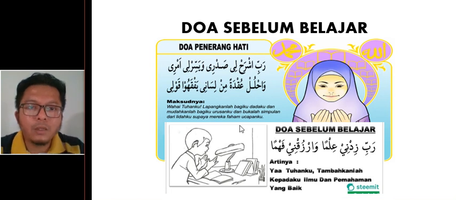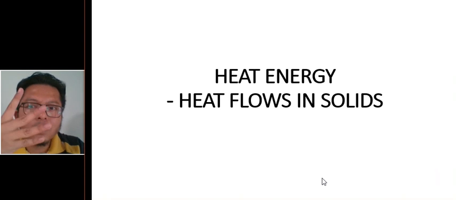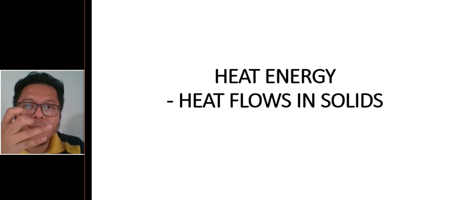Okay, our next lesson, still energy and forces. Heat energy, that is heat flows in solids. Now remember one more time, there are four main sources of heat energy. First one is the sun. Second, we can get heat energy from electricity. We can also get heat energy from burning fuel. And the fourth one, we can get heat energy from friction.